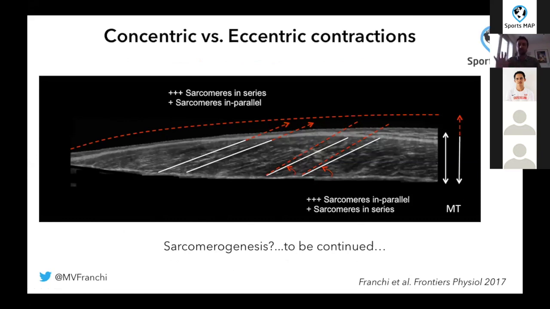So this is a picture that I created in 2017. I can tell you already that I think this picture can be right, but maybe not completely. And why so? When we talk about an increase in pennation angle, usually we say that it reflects an increase in sarcomeres in parallel. This could make sense because the aponeurosis length doesn't really change, and what happens is that you are able to pack more contractile material at a given length.